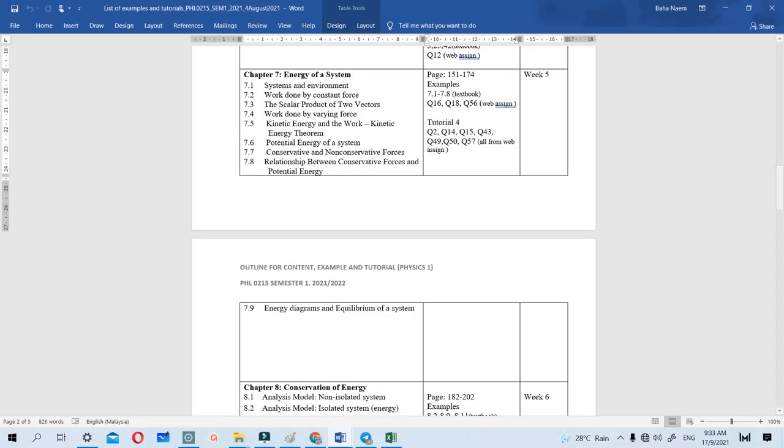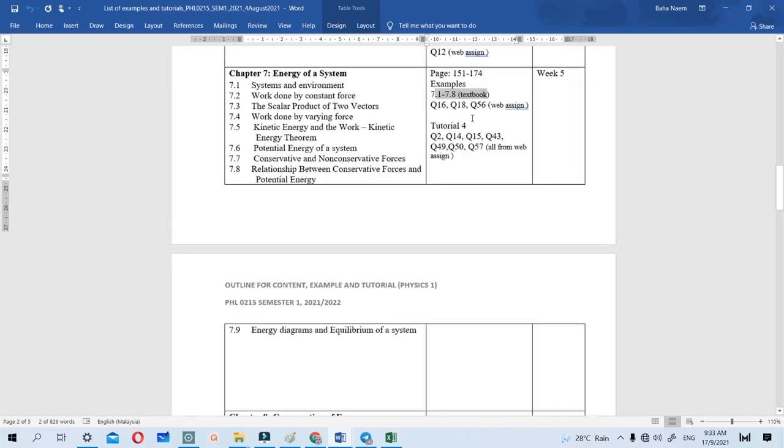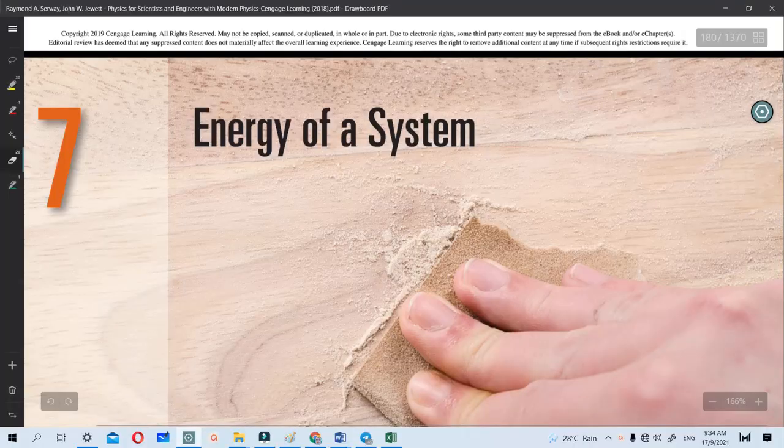Alright, the subtopics that we are going to cover, there are 9 altogether, up to 7.9, and altogether there are 8 examples coming from our textbook, and another 3 additional ones come from the WebAssign. Now let's turn to the textbook, chapter 7, Energy of a System.